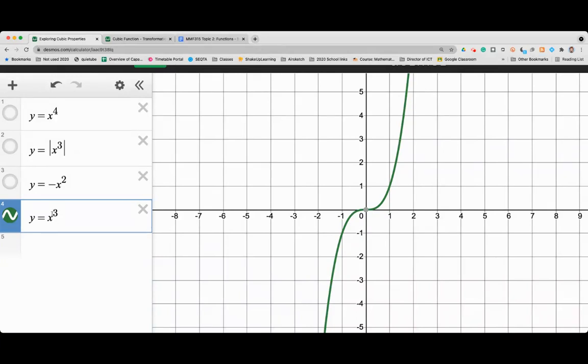Just while I'm here, reflections are probably the one thing I just wanted to quickly have a look at before I make it a bit more complex. If I go to negative x cubed, it reflects over the y-axis. Yeah. So it's there, and then when I put the negative in front of it, it flips over the other way. So it starts positive and ends up negative.